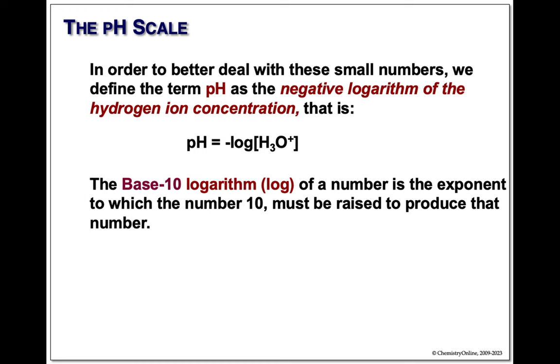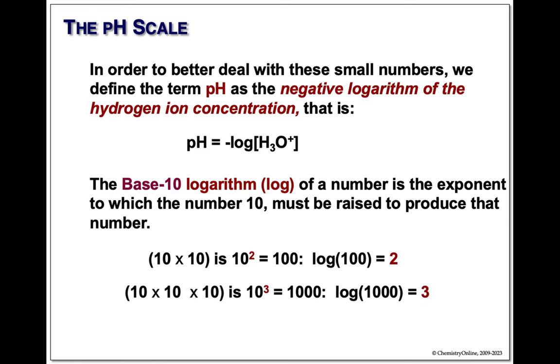Base 10 log is the exponent to which 10 must be raised to produce that number. If we multiply 10 by 10, that's 10 squared, isn't it? It's 100. The log of 100 is 2. It's just the exponent. 10 by 10 by 10 is 10 to the third. The log of 1,000 is 3. Again, it's just the exponent.